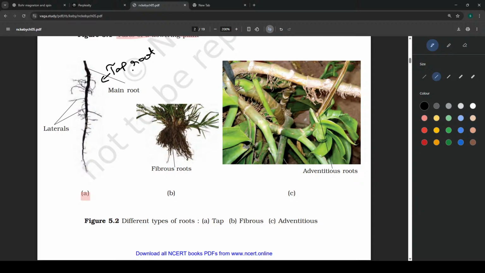Taproot here. This is a fibrous root system. Taproots here we have, this is the main primary root, secondary roots, and so on. On this secondary root, we saw many root-like structures. Those are tertiary roots. Let's continue.